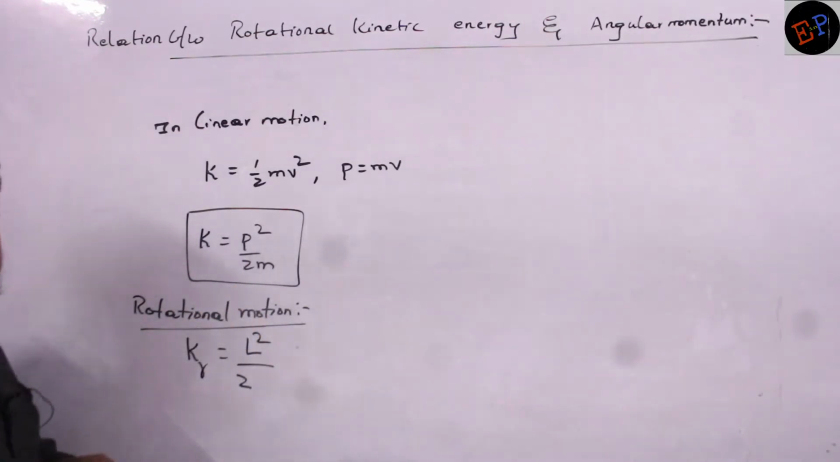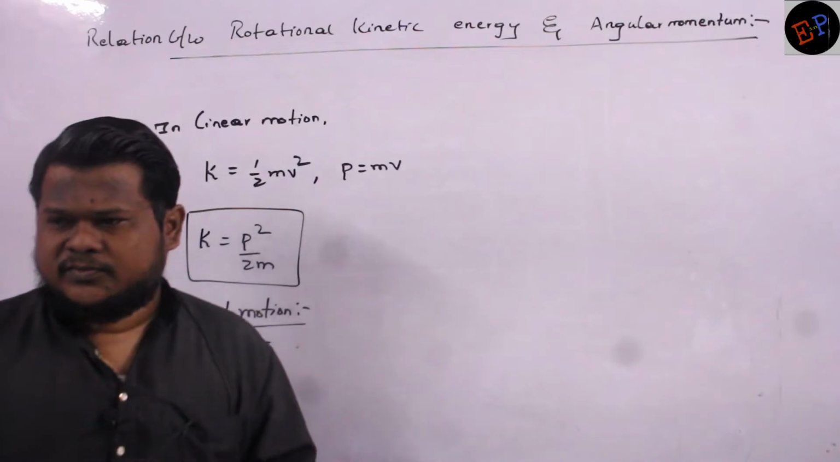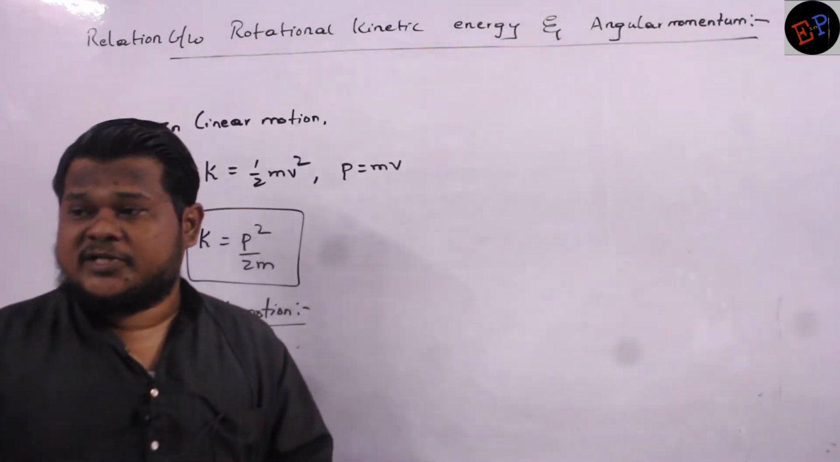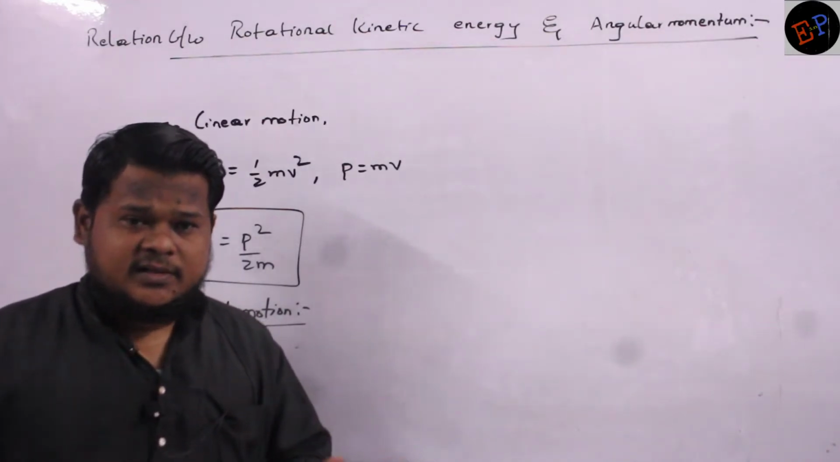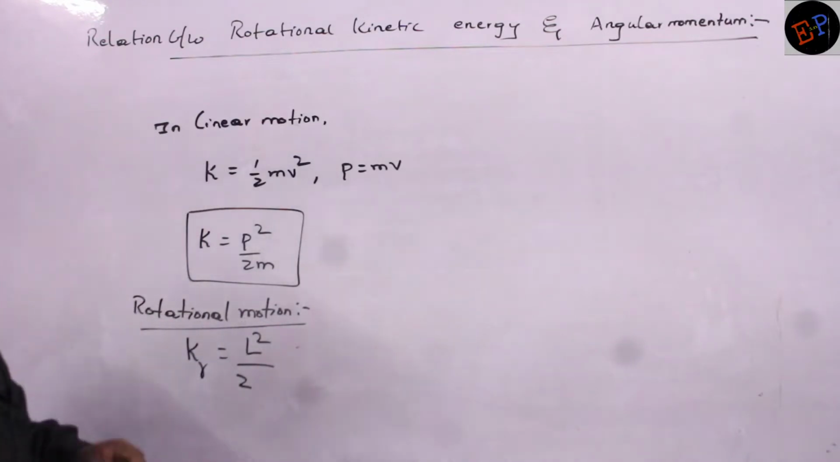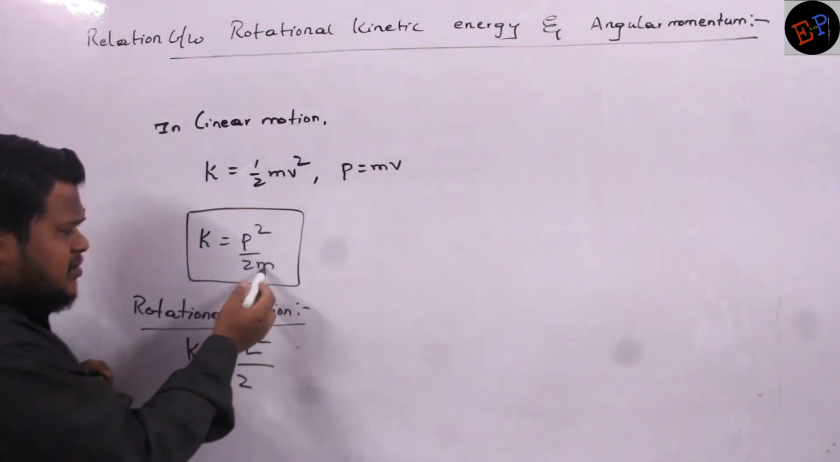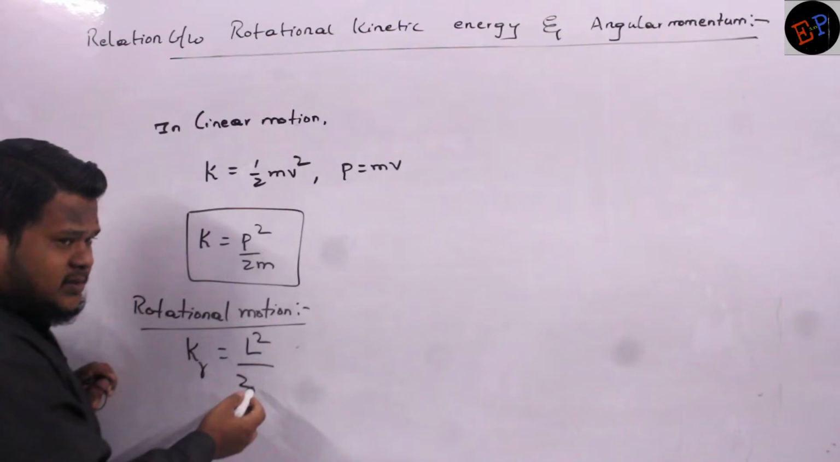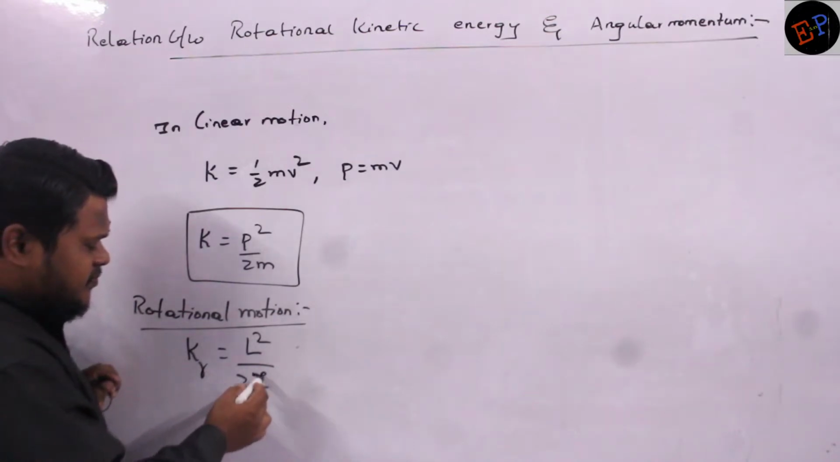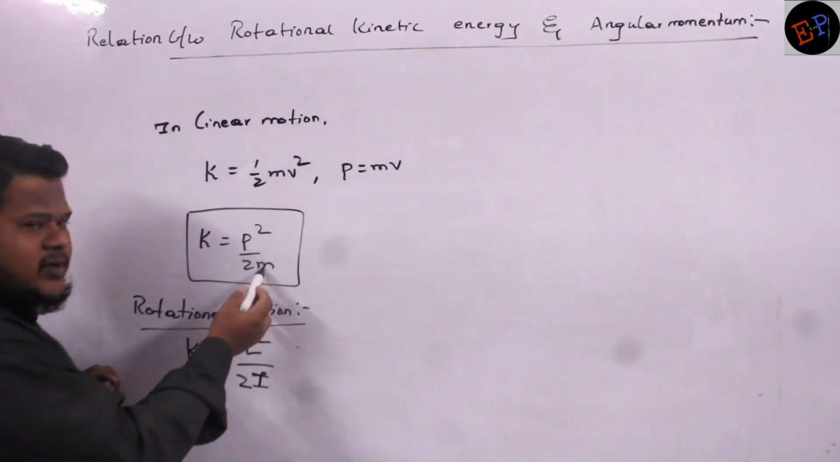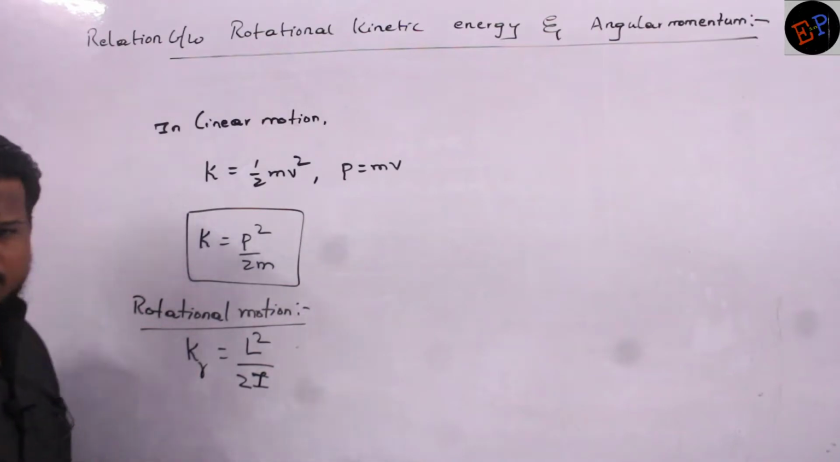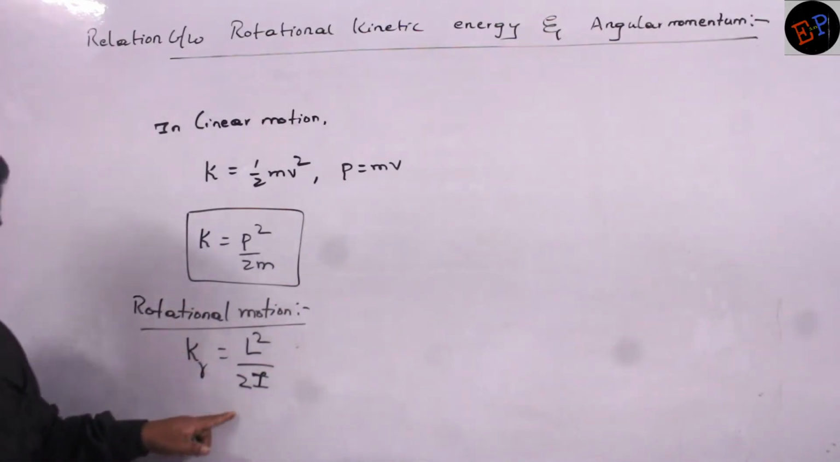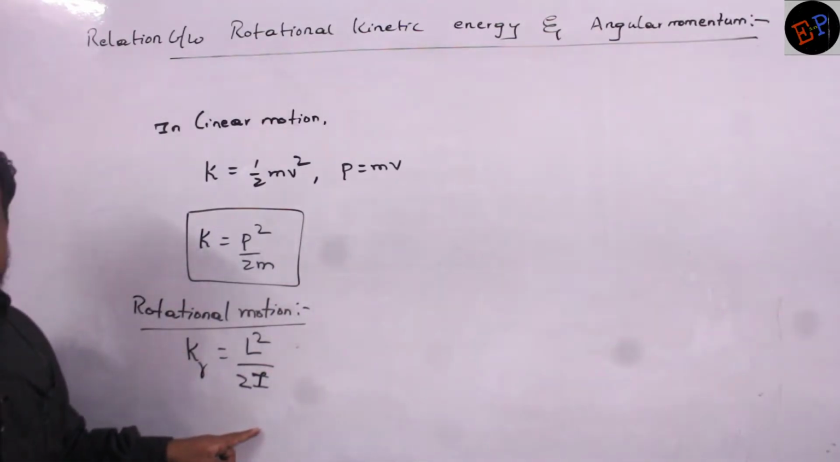M means mass, which is the measure of inertia. If mass is greater, inertia is also greater. And instead of M, here what do I have to write? I, the moment of inertia. So this is the inertia in linear motion, and this is the inertia in rotational motion. Like this, by analogy, you can remember. Are you able to understand?